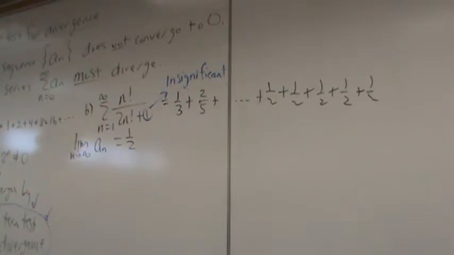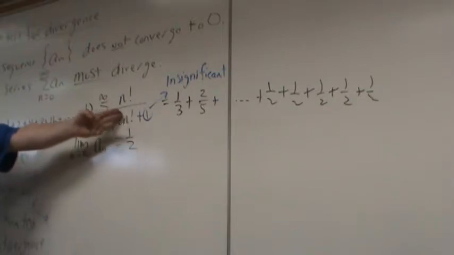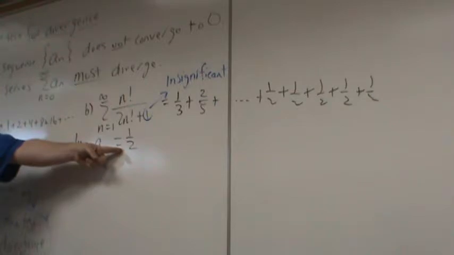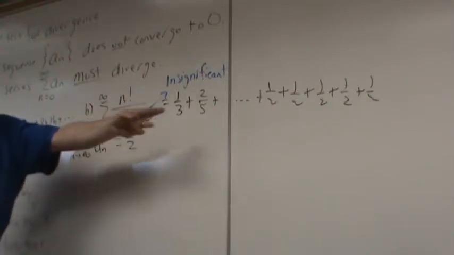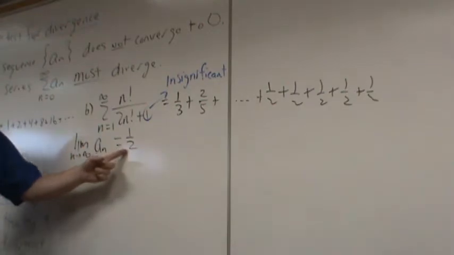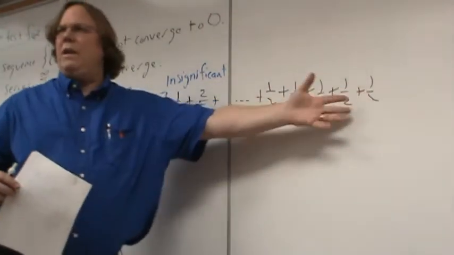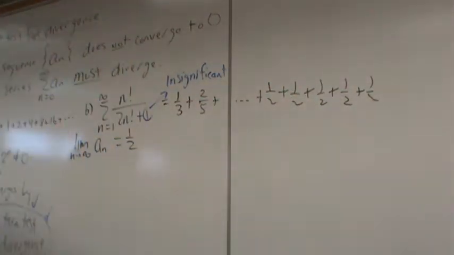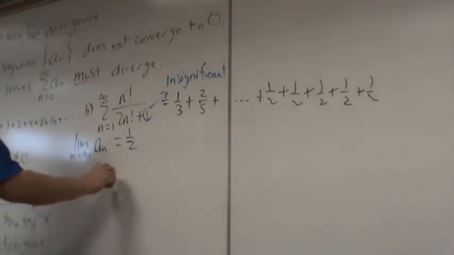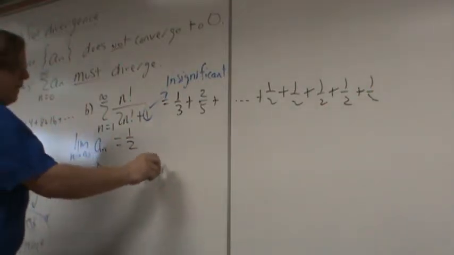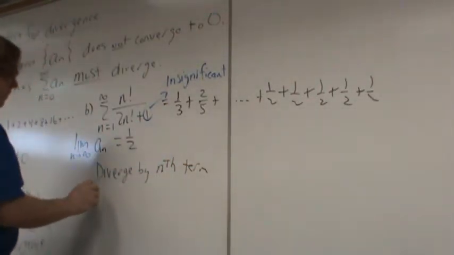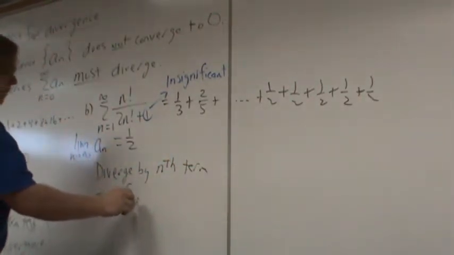Yes, absolutely. This infinitieth term must be zero in order for this series to converge. If this infinitieth term is anything but zero, it's going to diverge for sure. Even if the infinitieth term was 0.00001, it wouldn't matter. If I'm adding an infinite number of those 0.00001s, then it's going to have to diverge. So I'd say diverge by the nth term test for divergence.